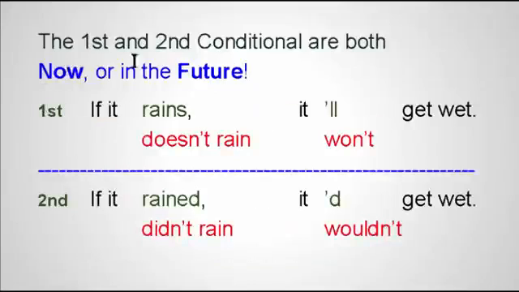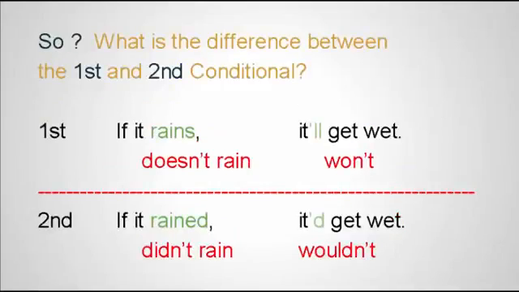So the first and the second condition are both the future, now or in the future. If it rains, it'll get wet. If it rained, it would get wet. If it doesn't rain, it won't get wet. If it didn't rain, it wouldn't get wet. My next question for you is, what's the difference between the first and the second condition?